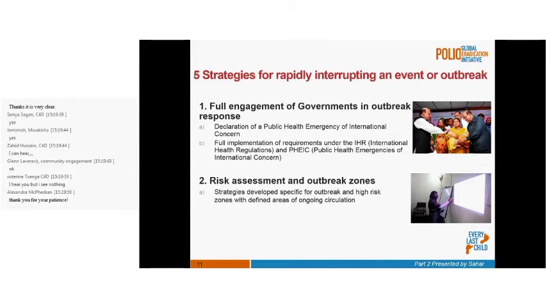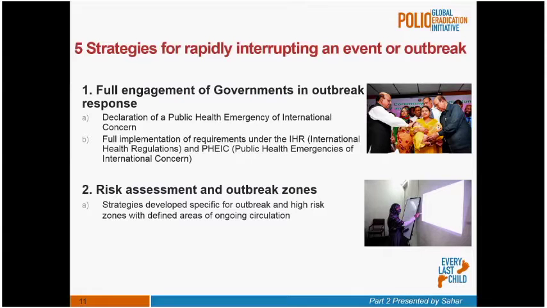The first one is the full engagement of governments in the outbreak response. And by that, the SOP details specifically the importance of the declaration of a public health emergency of international concern, especially if it's in a country of high risk, as well as the full implementation of different requirements specified under the IHR. The second important area of strategies is the risk assessment and outbreak zones.